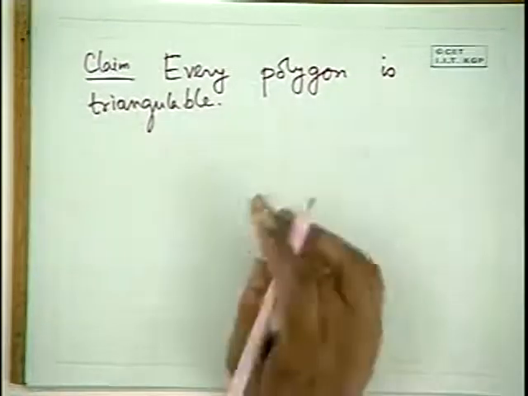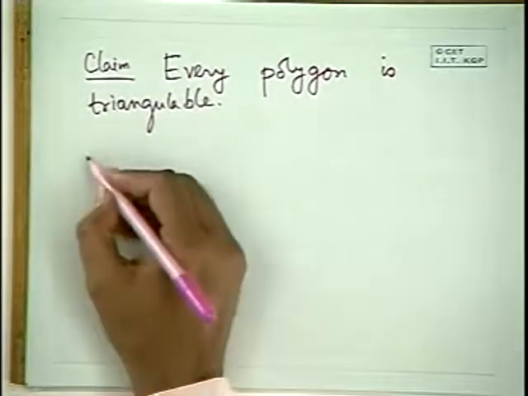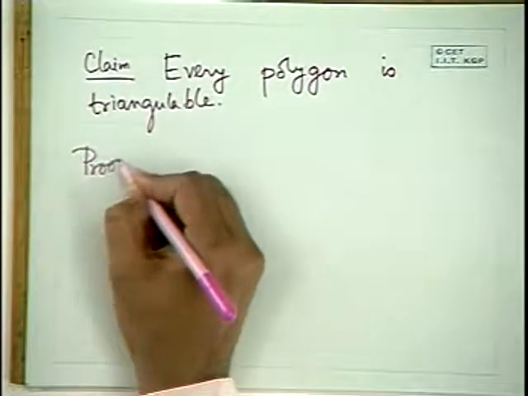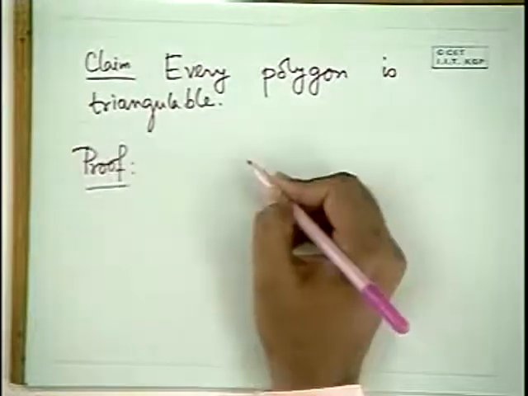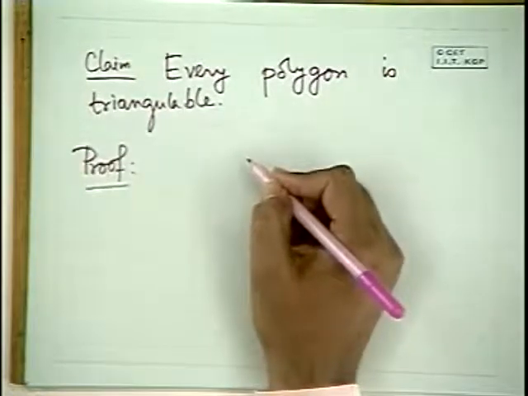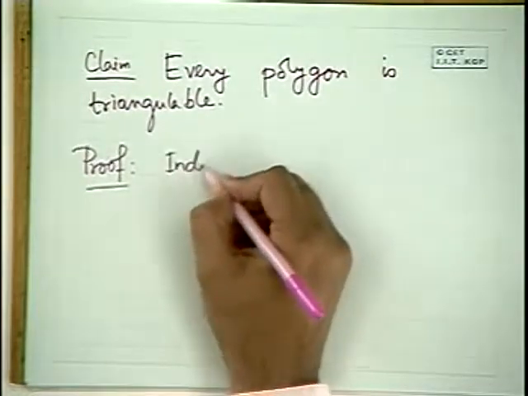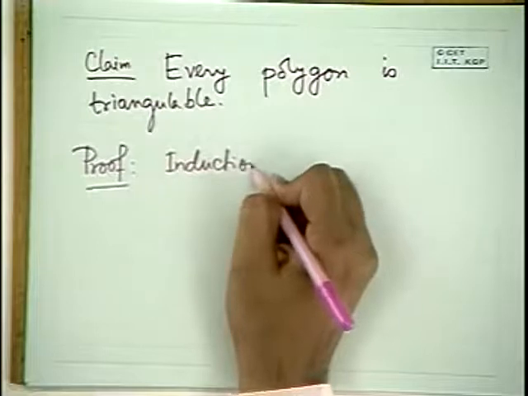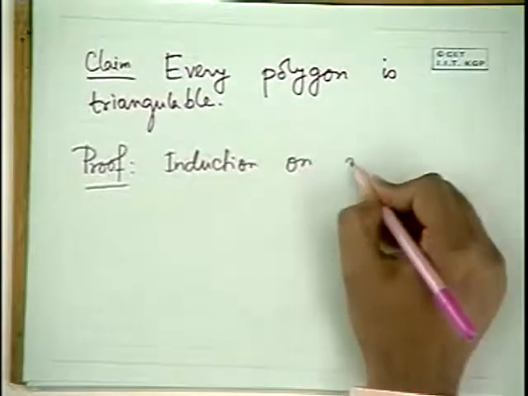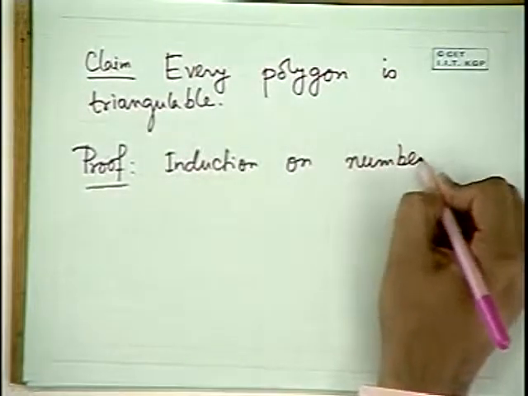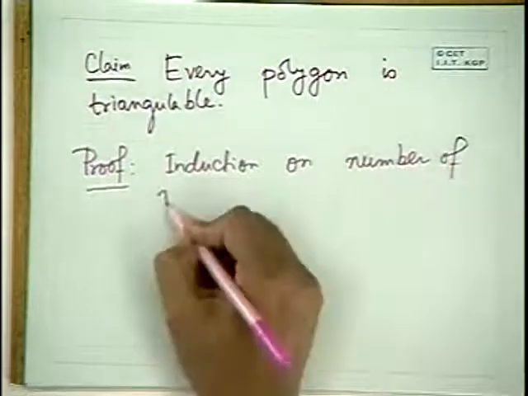So let us see why it is so. The proof for this one goes by induction. First of all, we will be inducting on, so this is by induction on the number of vertices.